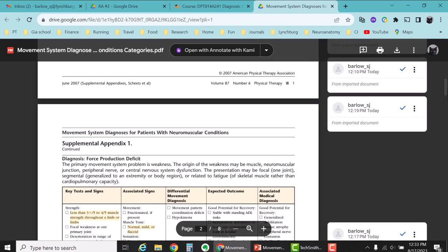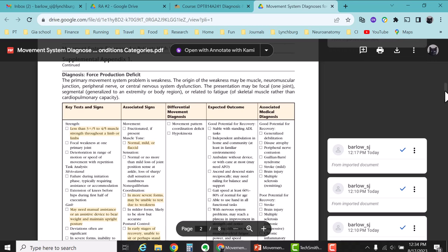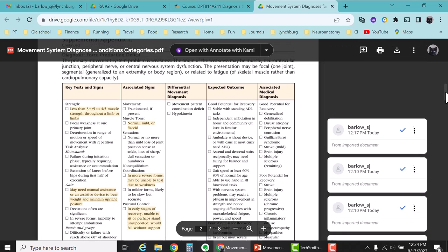Moving on to force production deficit. Just as it sounds, these are individuals who have weakness, a significant amount of weakness. As you can see, I've gone through and highlighted all of the key tests and signs that I need you to be aware of, as well as associated signs that you might see.